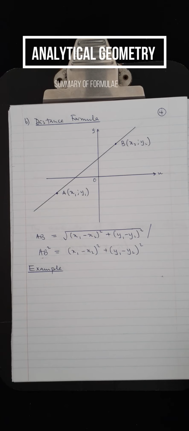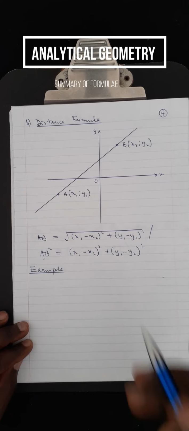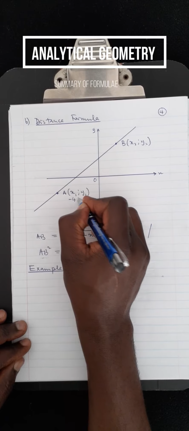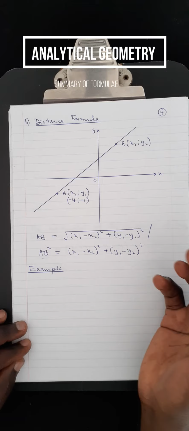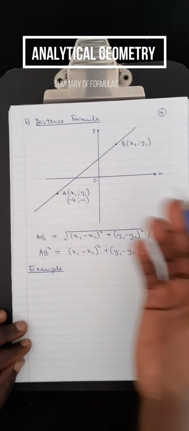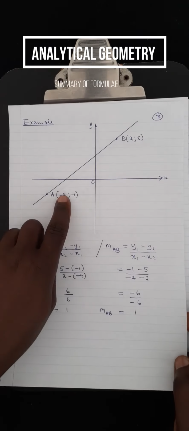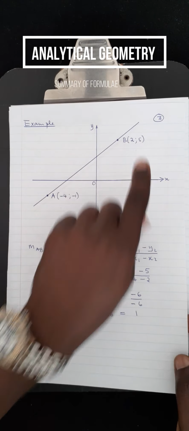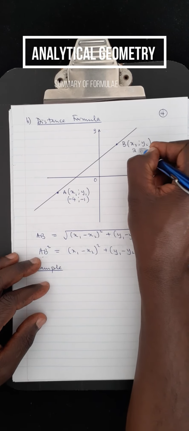So I'm going to take an example based on the distance formula. I'll stick to the first example that I've used, the same one, which is A(-4, -1). I'm going to give specific values to my x and y and see what is the distance between A and B. I'll use the same points that I used earlier when we were calculating gradient: -1, -5, 2 and 5. So on B we've got (2, 5).